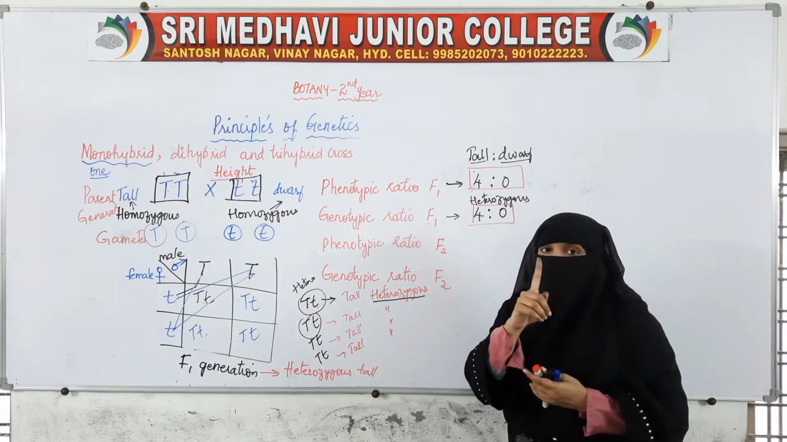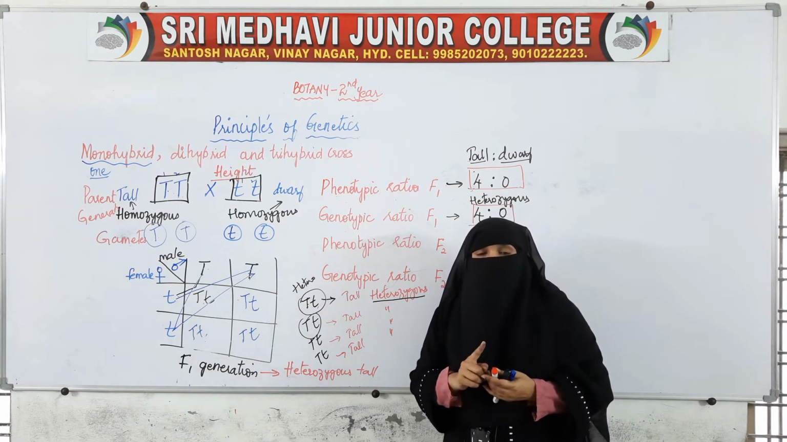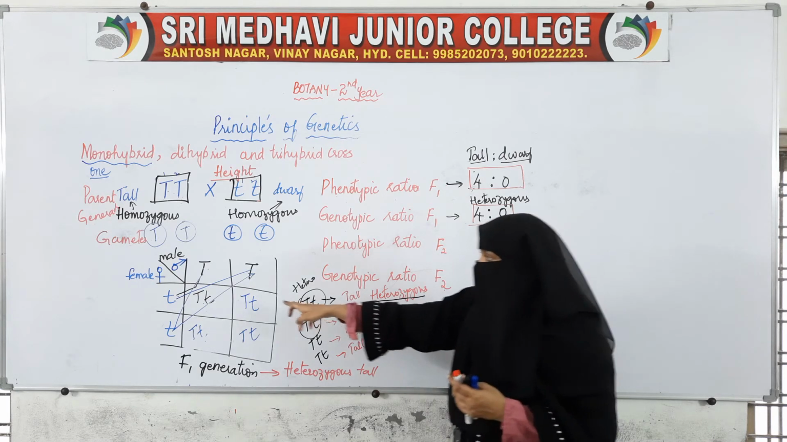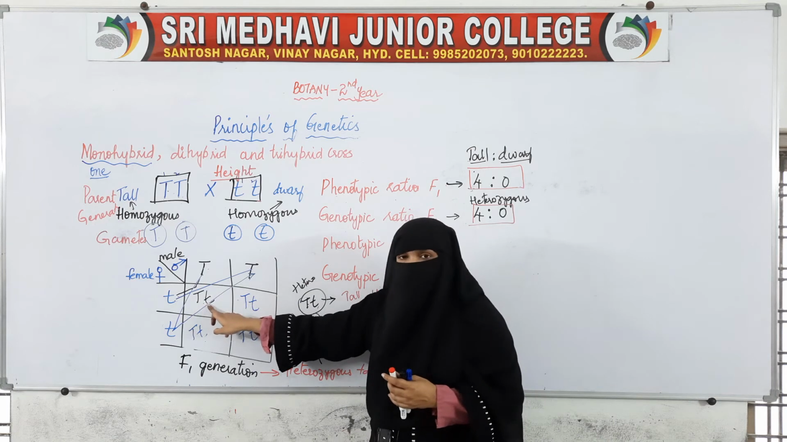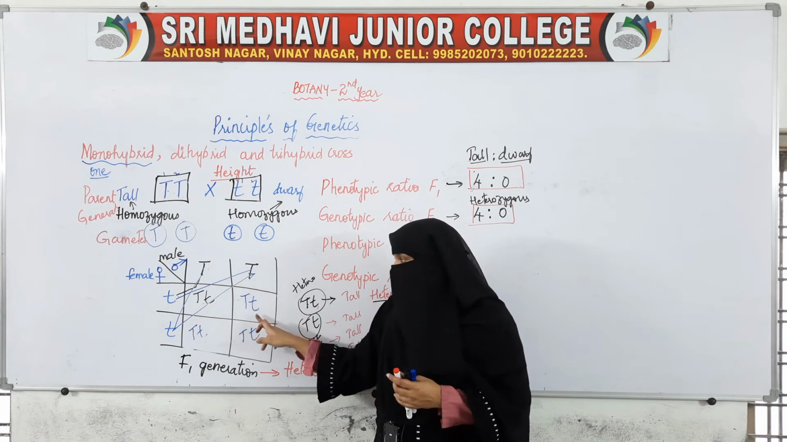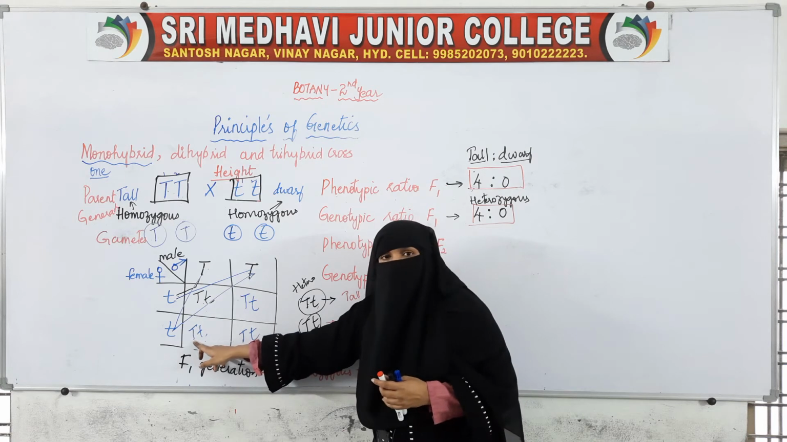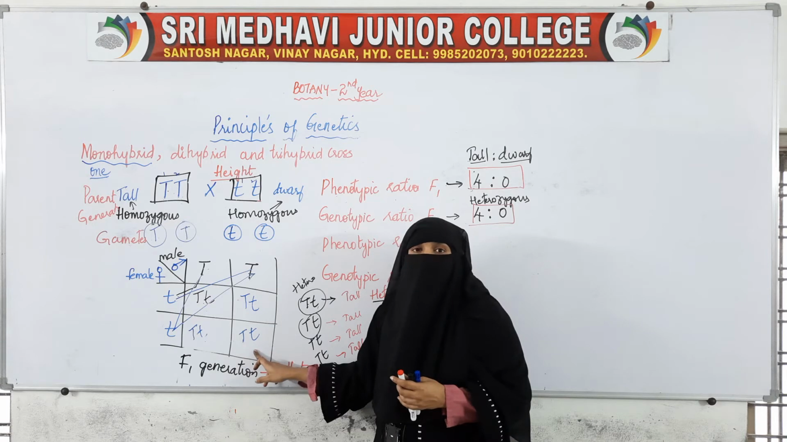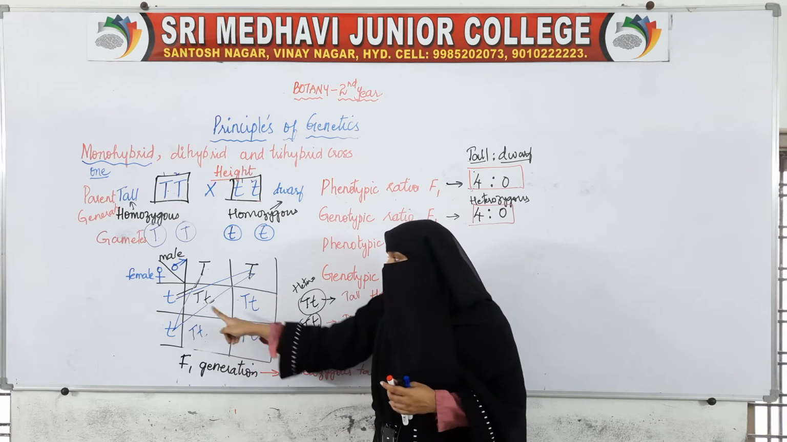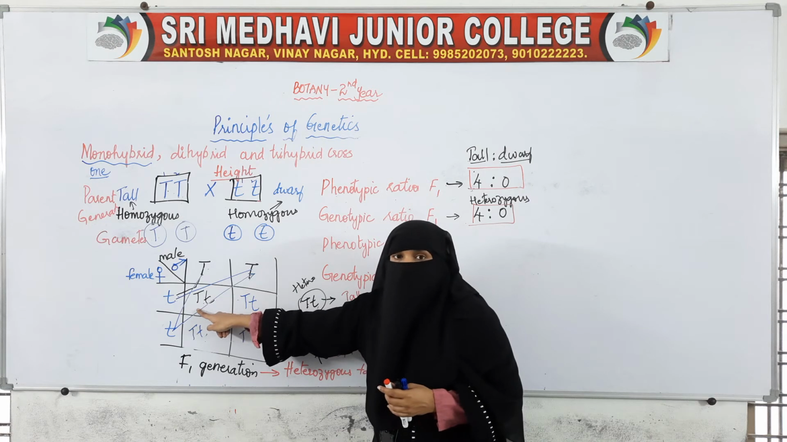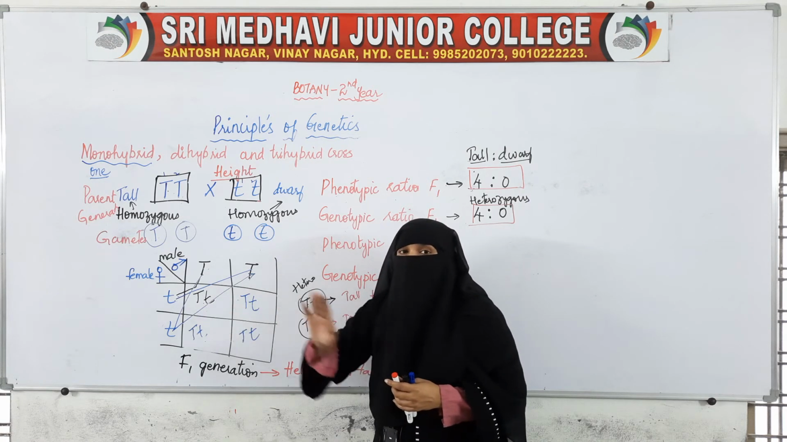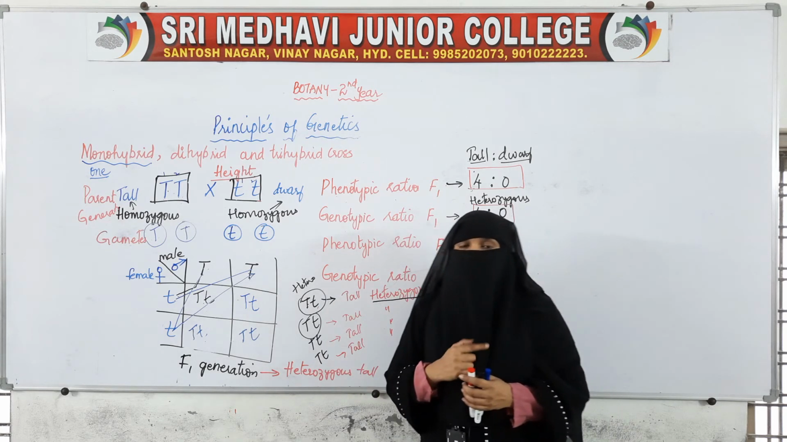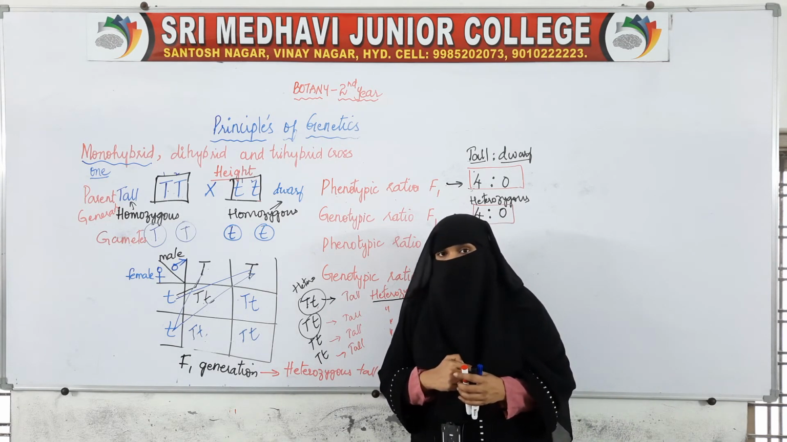What does Mendel's first law state? That in the F1 generation, all of the characters will show dominant traits. This has the dominant allele as well as the recessive allele. This also has a dominant allele as well as a recessive allele. This is also dominant and recessive allele. But which is expressing? Only the dominant is expressing. All are tall. The recessive is not expressing in the F1 generation.